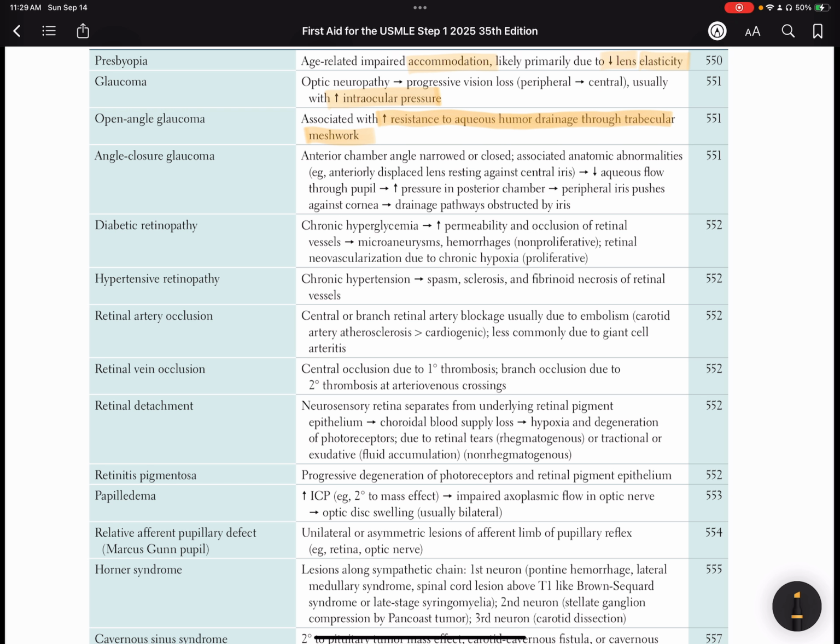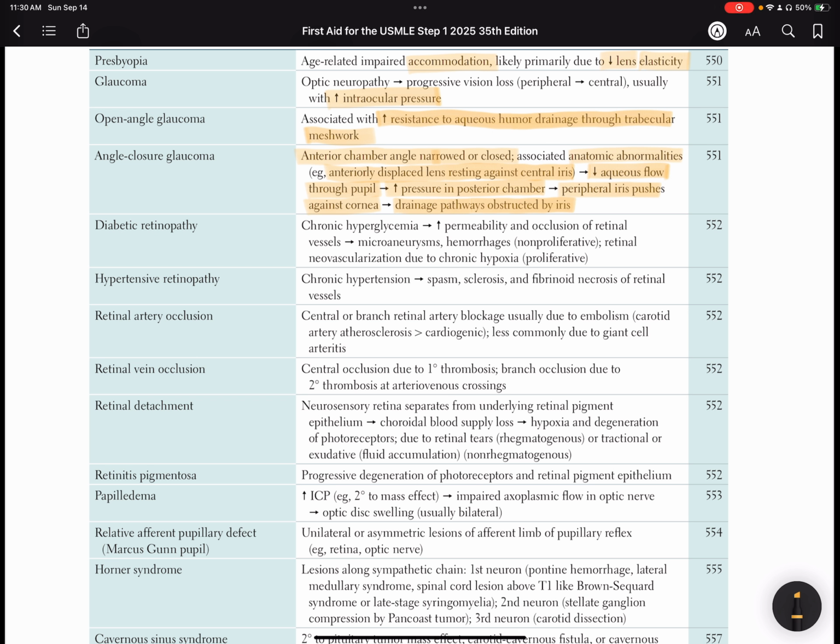Next is angle closure glaucoma. Angle closure glaucoma is when the anterior chamber angle is narrowed or closed, associated with anatomic abnormalities. Example, anteriorly displaced lens resting against central iris, leading to decreased aqueous humor flow through the pupil, increased pressure in the posterior chamber, which leads to the peripheral iris pushing against the cornea, leading to drainage pathways obstructed by the iris.